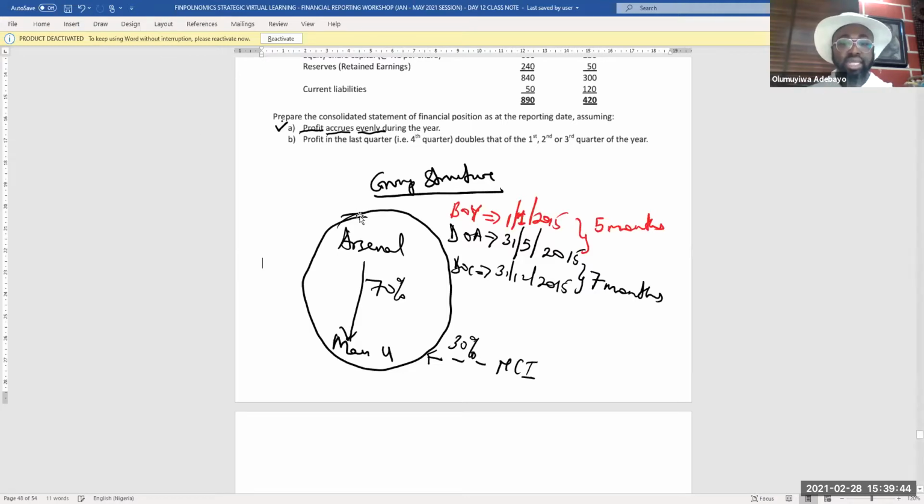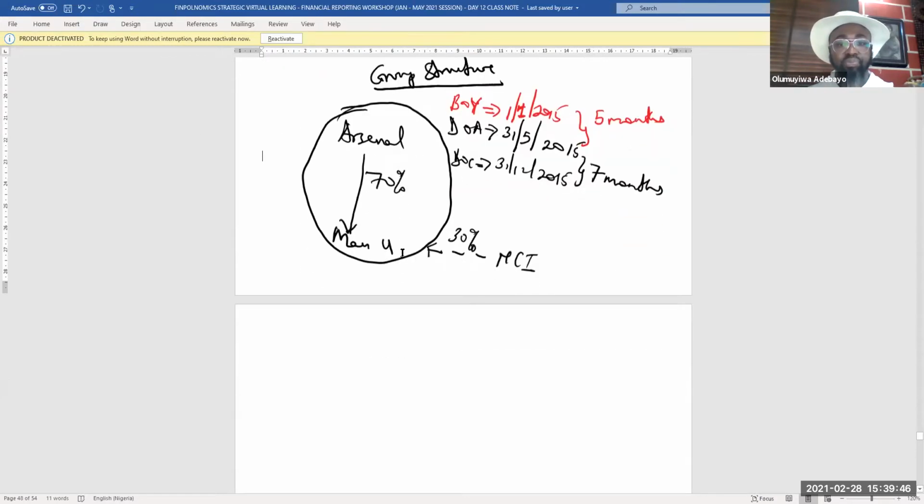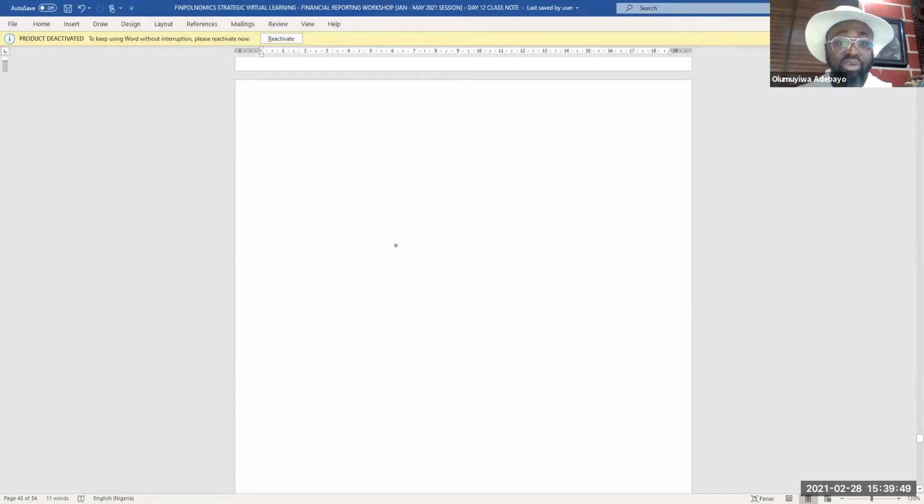Okay, now let's look at scenario 1. Scenario 1 says profits accrue evenly. Evenly means equally across the year.